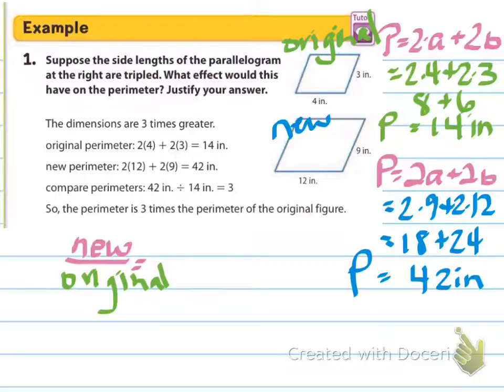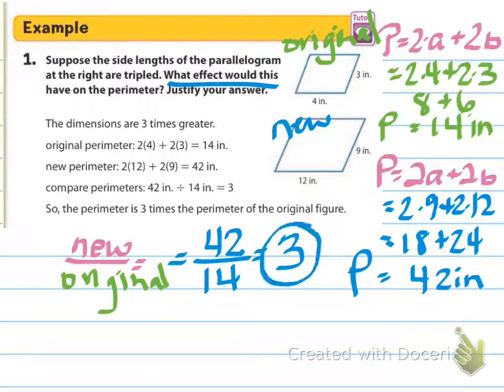Now, to find what the effect is, we're going to take the new and divide it by the original. So we take our 42 divided by 14, and what you get is 3. And lo and behold, that was what we had done, right? We tripled it. So what is the effect that it has on the perimeter? It also triples the perimeter of the original figure.